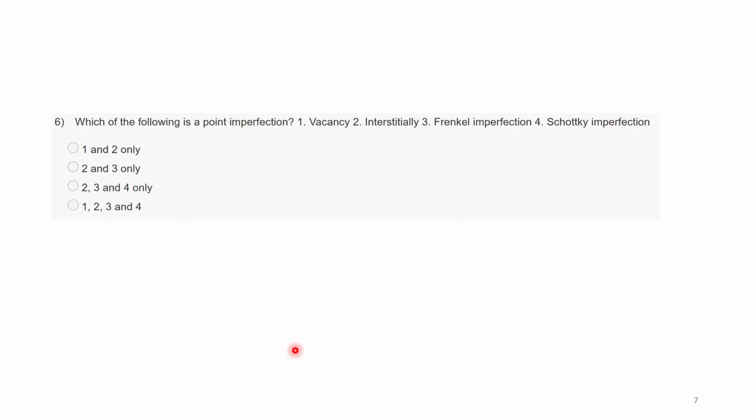Now, which of the following imperfections are point imperfections? Your options are vacancy, interstitialcy, Frenkel imperfection, and Schottky imperfection. So you are given various combinations of these, which is correct. Point imperfection, you know, the vacancy, interstitialcy, Frenkel, Schottky, all four are point imperfections. So your answer will be the last one.